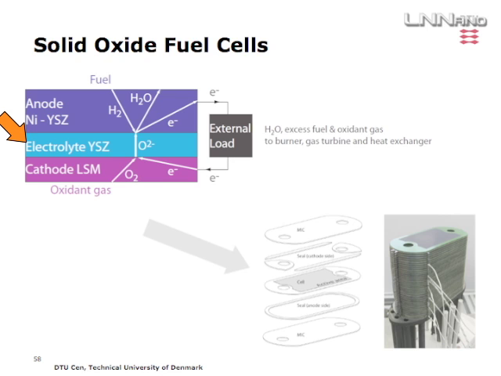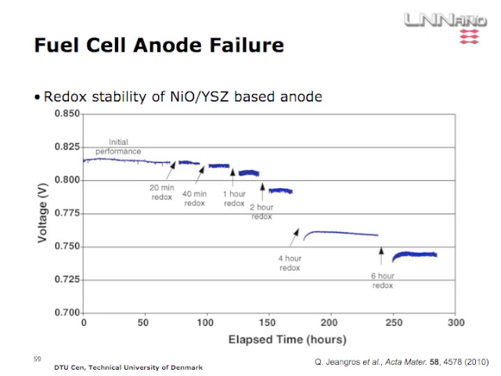A fuel cell looks something like this. It has an electrolyte in the middle, an anode on one side, a cathode on the other side. You stack a number of them up, and you can get a potential across, and you can draw power from a system like this through an external load. You supply fuel on one side and then oxidizing gas on the other side.